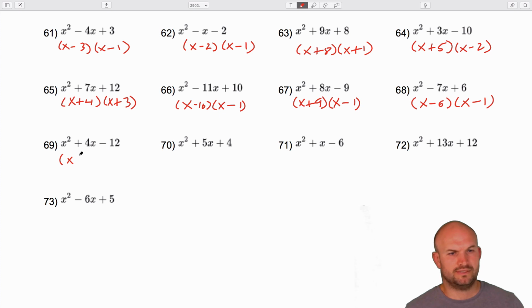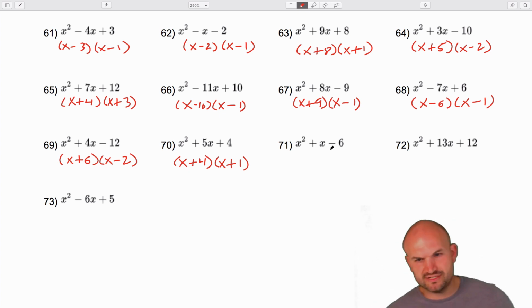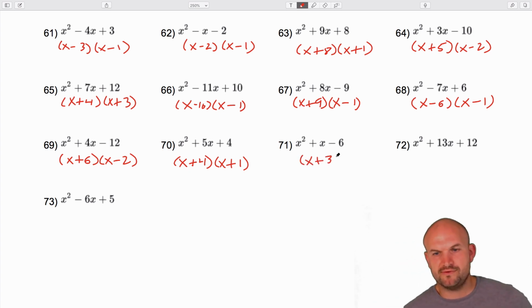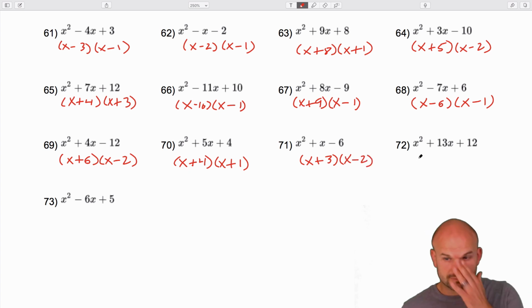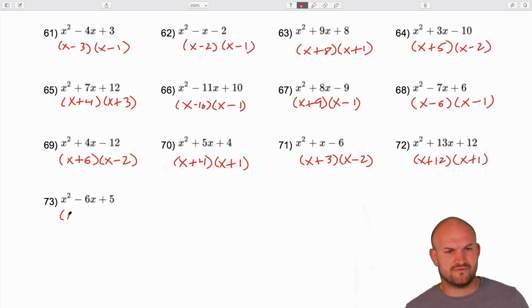All right, this is going to be x plus 6 times x minus 2. Sum and positive, so that'd be x plus 4 times x plus 1. This is going to be a difference and positive, so x plus 3, x minus 2. Sum and positive, x plus 12. And this is going to be a sum and negative. No, sum and negative, they both have to be negative. x minus 5.